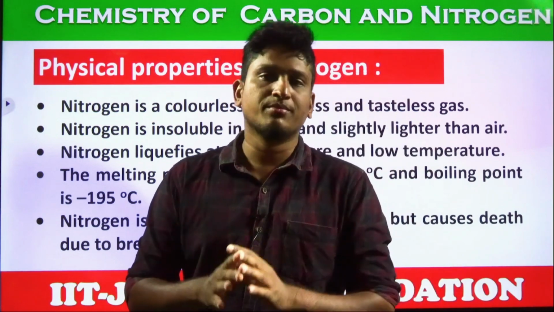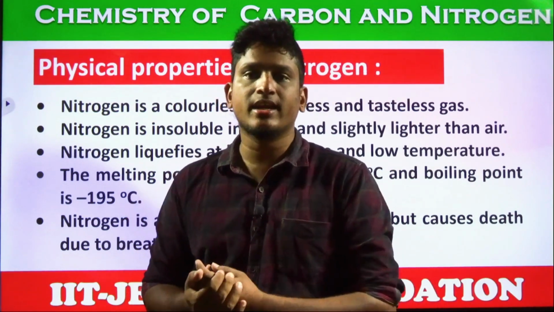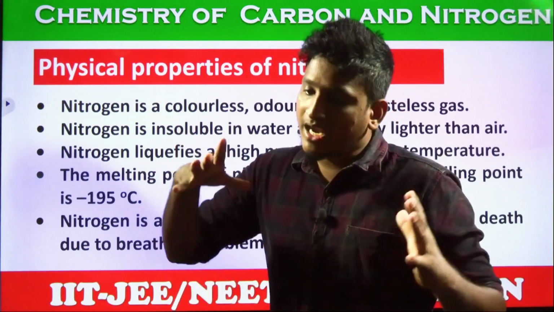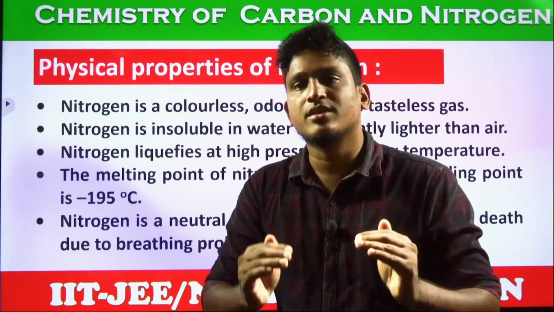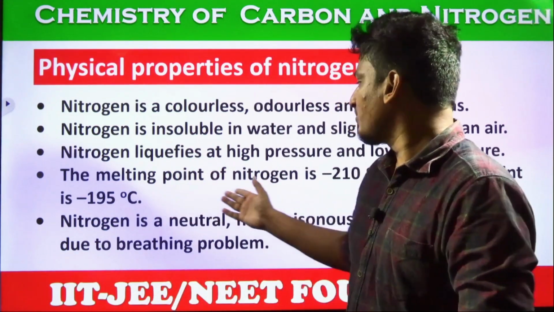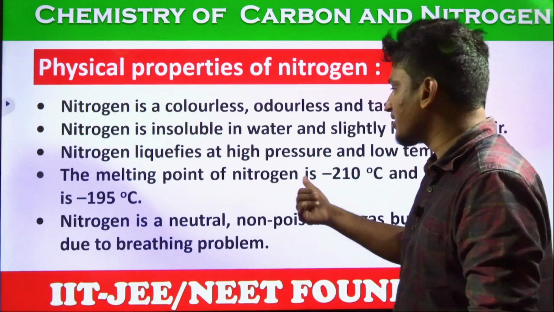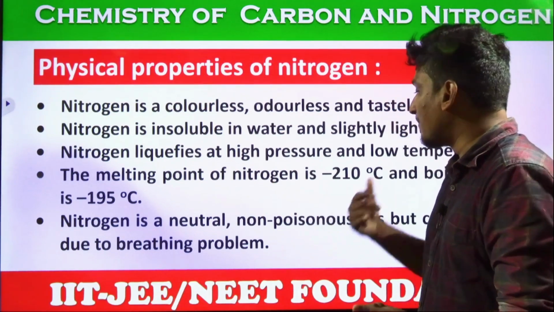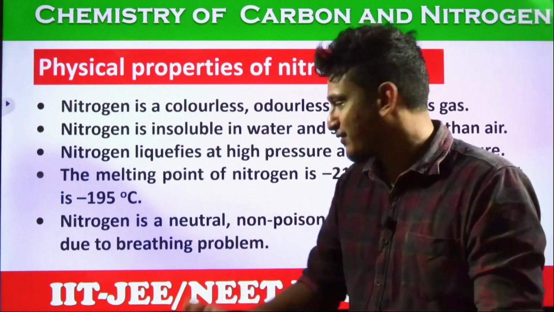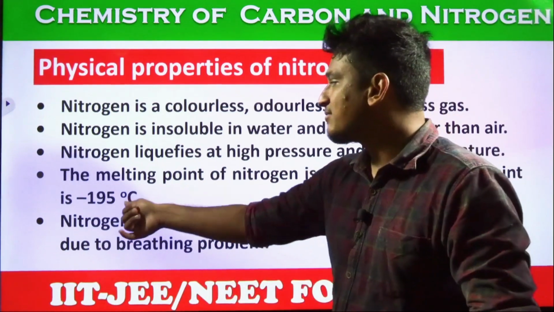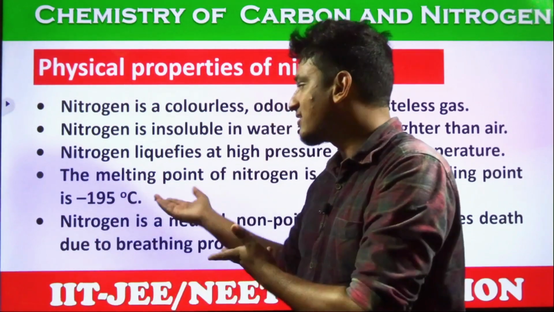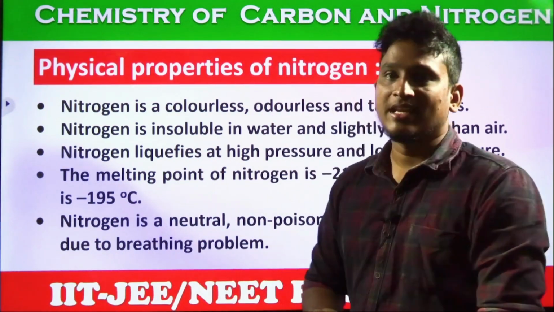And very low temperature. How is nitrogen available in the air at room temperature? As a gas, right? So in order to make it a liquid, we need to maintain high pressure and we need to reduce the temperature also. Very low temperature. So that's what the point says. And the melting point of nitrogen, look at the temperature. Melting point of nitrogen is minus 210 degrees Celsius. That means at that temperature it is already liquefied, and its boiling point is minus 195 degrees Celsius. It boils and converts into gas at minus 195 degrees Celsius.